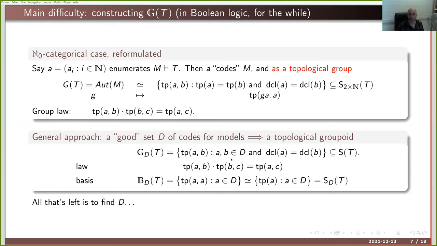And so what's the basis? What are the objects? Well, which are the idempotents? Which are the identity maps? The ones that send A back to itself. So you might as well identify type A with just the type of A. So it's the set of all types in D. If D is type definable, in particular, this is a compact set. Okay, so this is a generalization of the previous case, provided we find D.